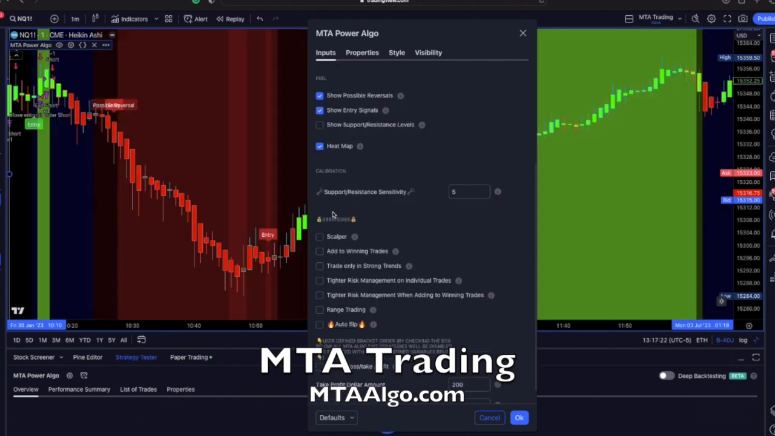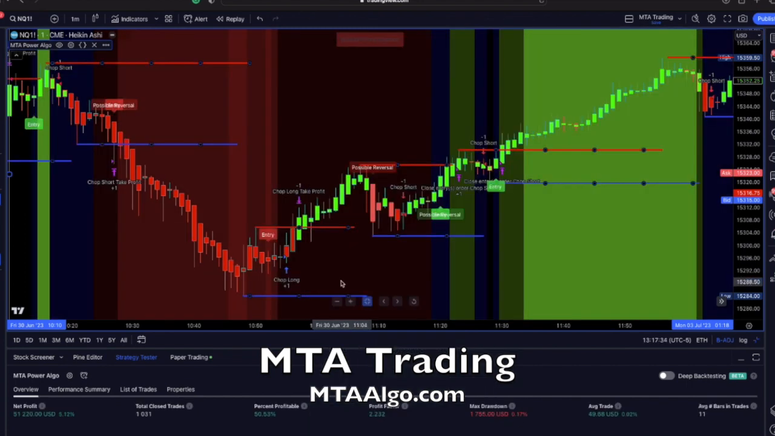Okay, another thing I have never seen in an algo like this is range trading. So what this does is instead of trying to catch these trends, it waits until we have a clear level of support and resistance. And it's really quite simple, okay? So it takes entries and it will exit the entry as soon as it touches either a support or resistance level. Very, very simple, but very, very powerful.